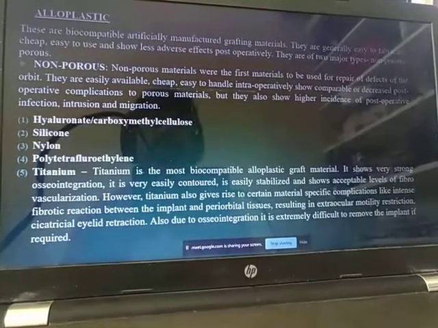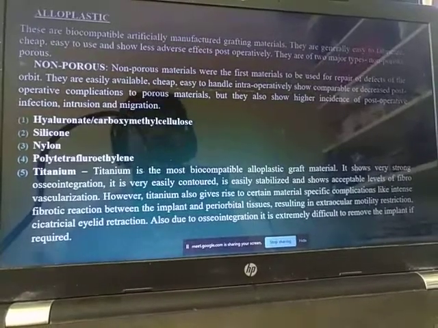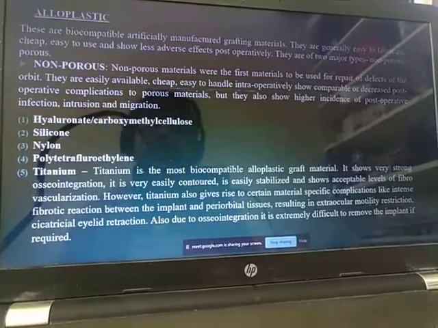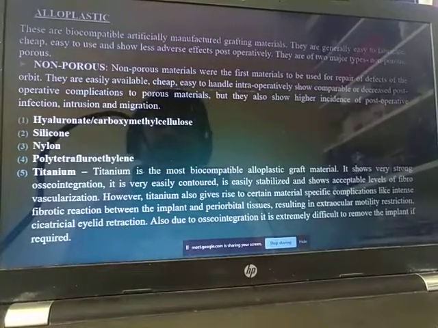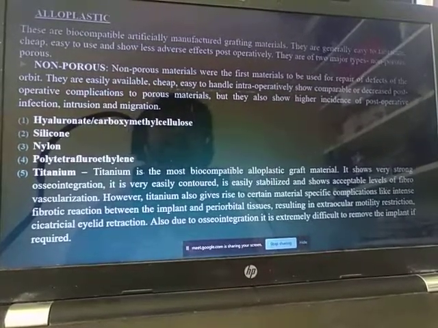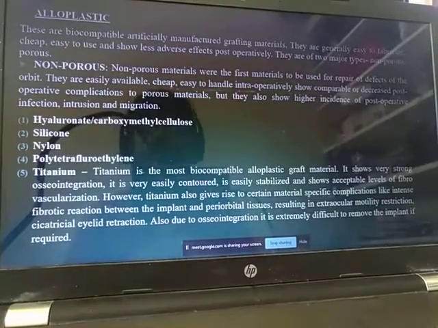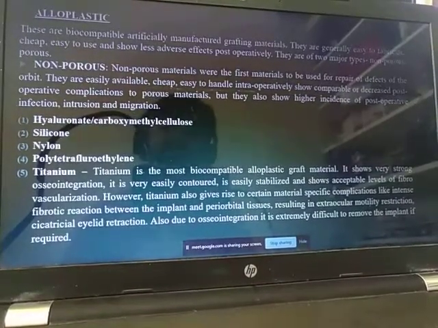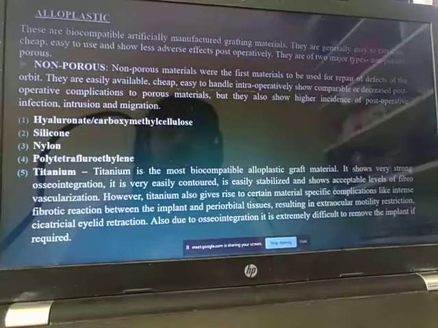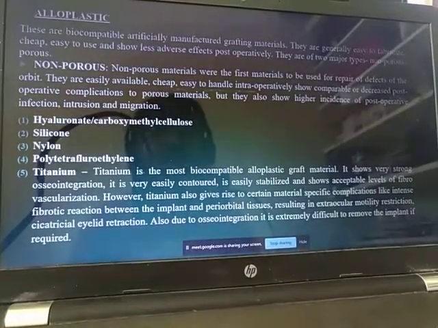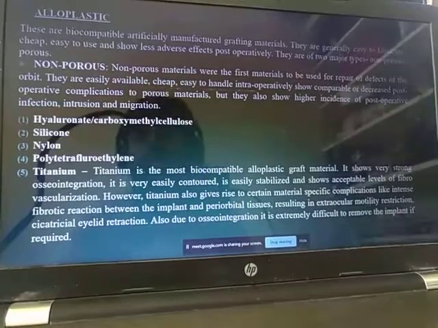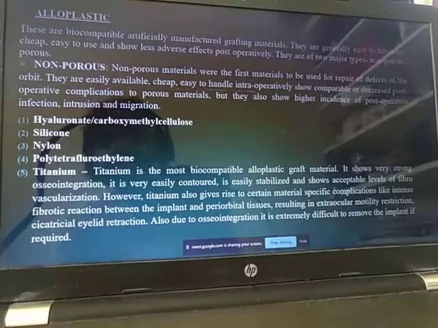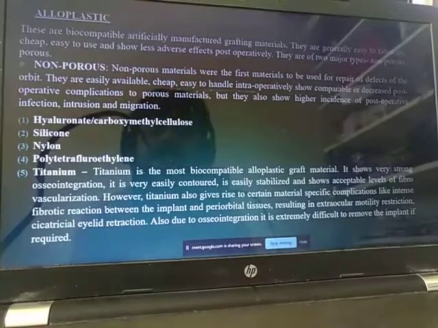Non-porous materials were the first type of materials that were used for repairing the various defects. They are very easily available, very cheap, very easy to handle intraoperatively, and show comparable or a bit decreased post-operative complications to porous materials. But they also show a higher incidence of post-operative infection, extrusion, and migration. Examples are hyaluronate or carboxymethylcellulose.